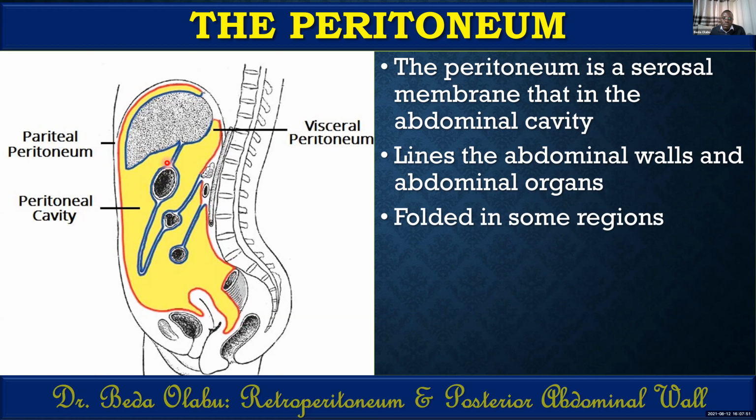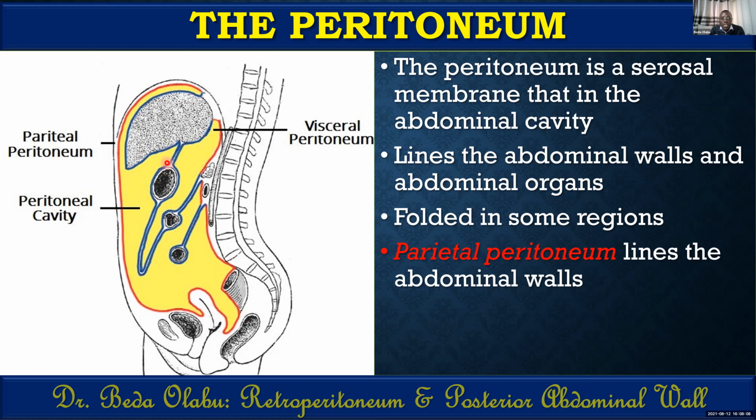Because it lines organs, we expect it therefore to be folded many times. And so there are many places where the peritoneum is actually folded according to the folds of the organs or according to where those organs are found. All in all, we can describe the peritoneum as consisting of two layers. The layer of the peritoneum that lines the abdominal wall, or the organs which are applied to the abdominal wall.